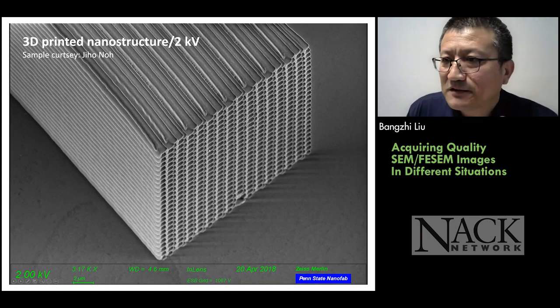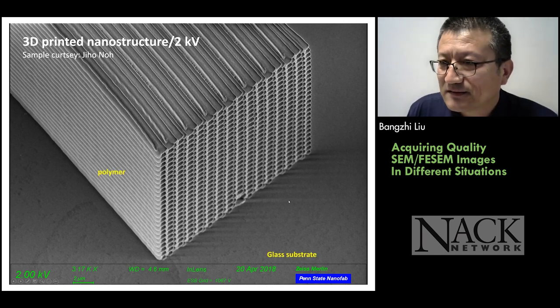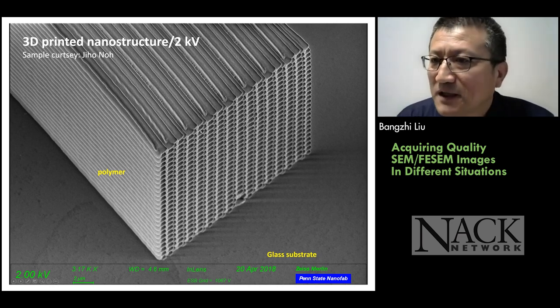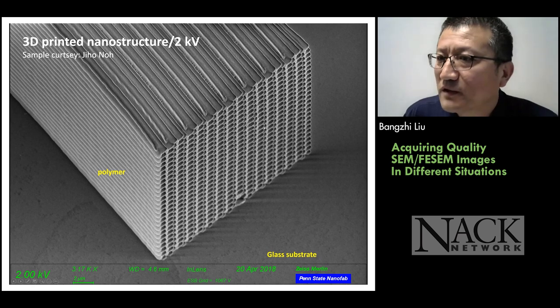This one is a 3D printed structure on glass. It's a polymer structure, so the substrate is also insulating. The whole sample is insulating. When you image insulating material, most of the time you will get something called a charging problem. To overcome the charging, sometimes you need to lower the voltage to image this sample.